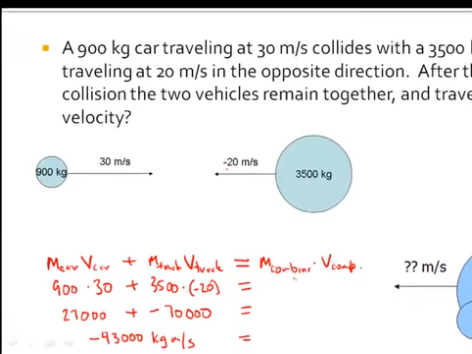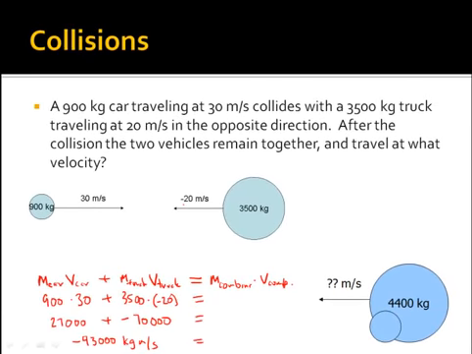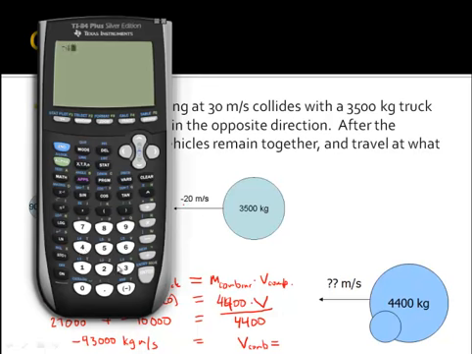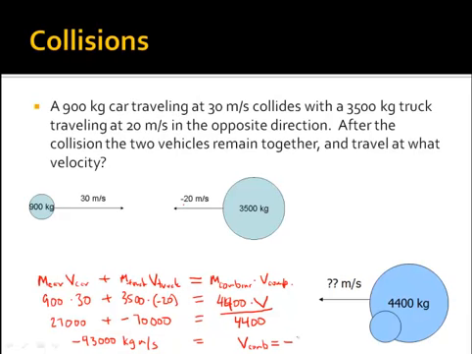Afterward, the combined mass was 3,500 plus 900, or 4,400 kilograms, times v. That's equal to negative 43,000, so simply divide both sides by 4,400, and we get that the velocity after the collision is equal to negative 43,000 divided by 4,400, or roughly negative 9.8 meters per second. It was negative, which means our assumption that it was going to keep going in the direction that the truck was going is correct.